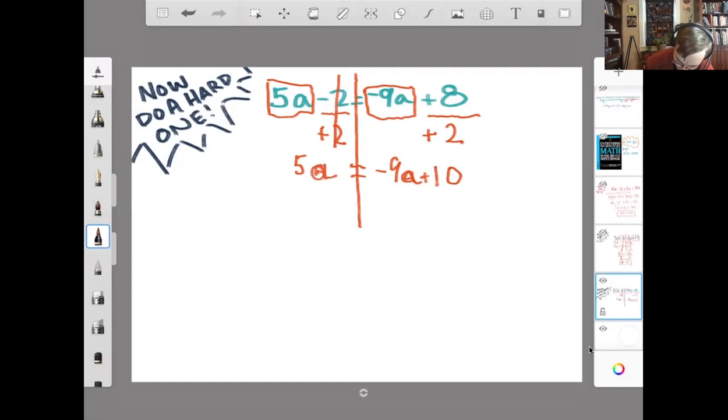All right. So we got to move the negative 9a because otherwise there's nothing left on the left side of the equation. So the opposite of minus 9a becomes plus 9a. 5 plus 9 is 14. So this becomes 14 times a equals 10. Let's divide our 14.